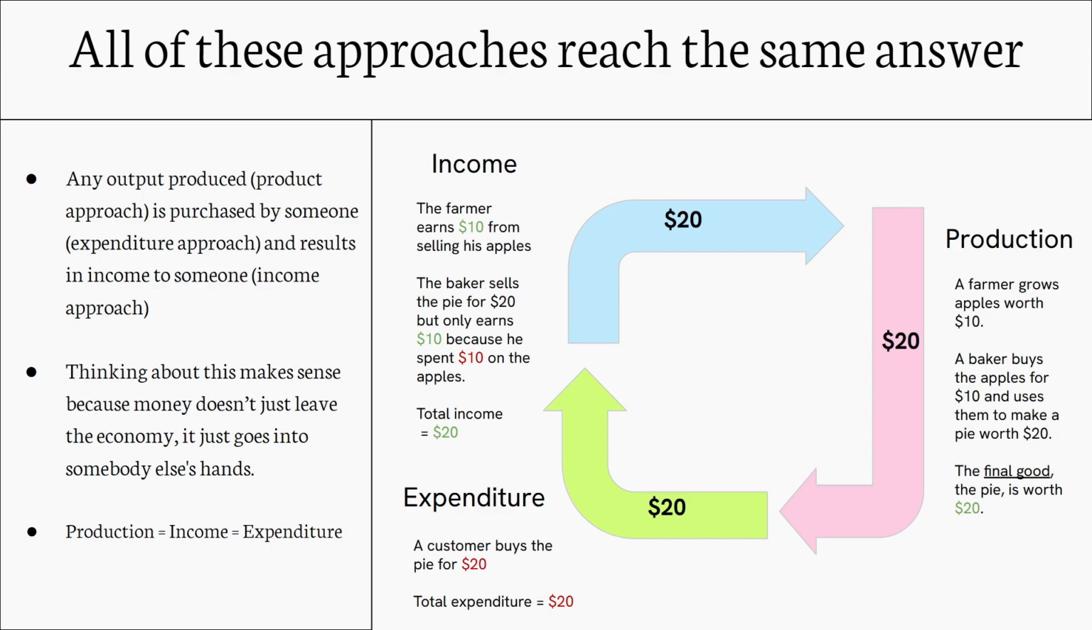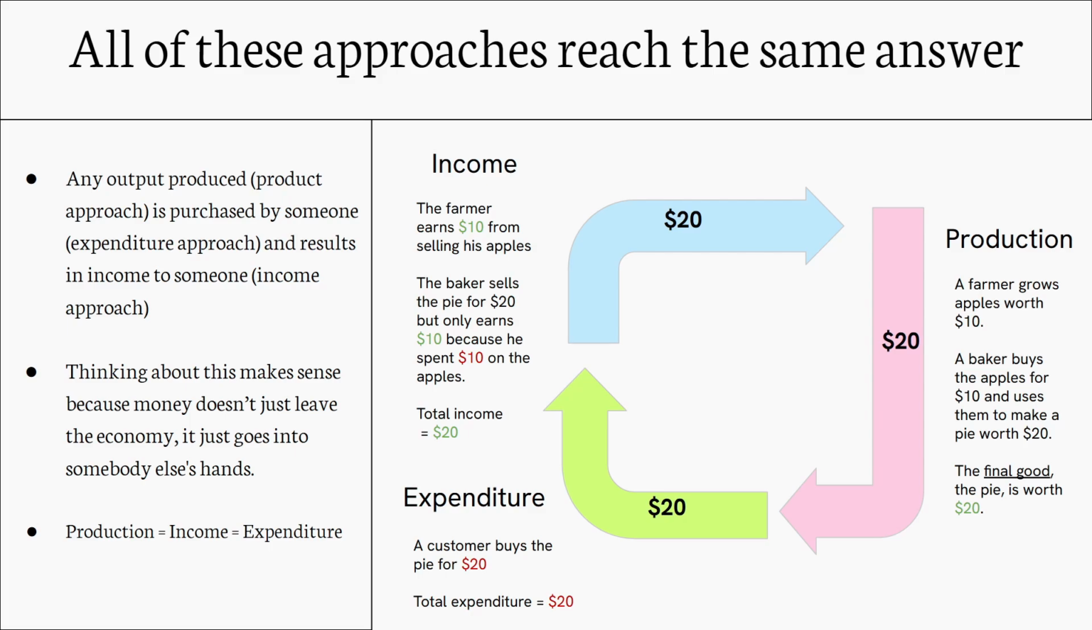So we can just use the expenditure approach. We don't need to use the income and production approach. It makes sense logically that all of these things are equal, because money doesn't just leave the economy, it just goes into somebody else's hands. So any output produced is purchased by somebody, which results in that person making money.